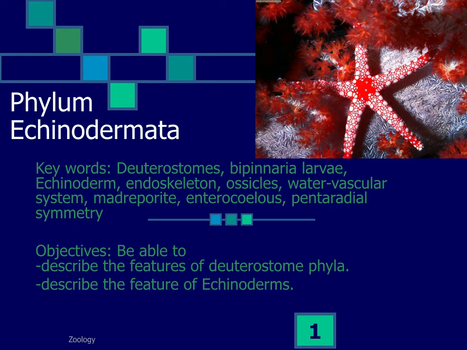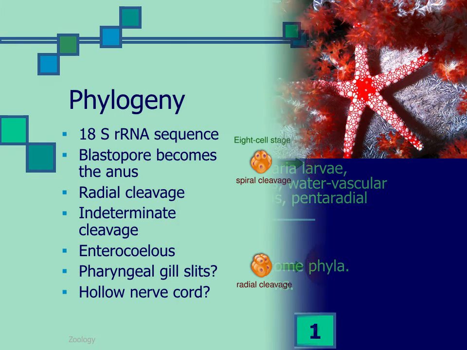Phylum Echinodermata, the last phylum presented in Chapter 28 on invertebrates. And there you see a sea star right there, a starfish. Echinoderms have five-part symmetry, and they are deuterostomes. So we're going to describe the deuterostome phyla and features of deuterostomes and describe echinoderms.